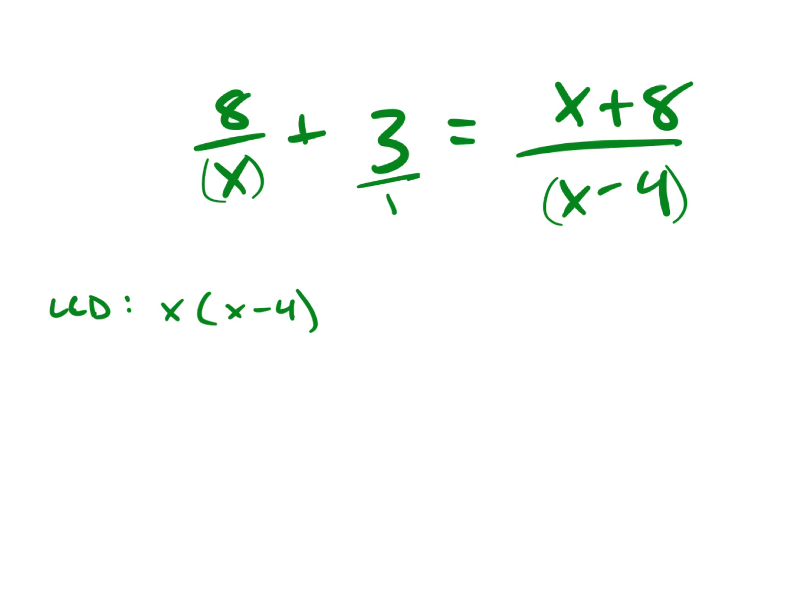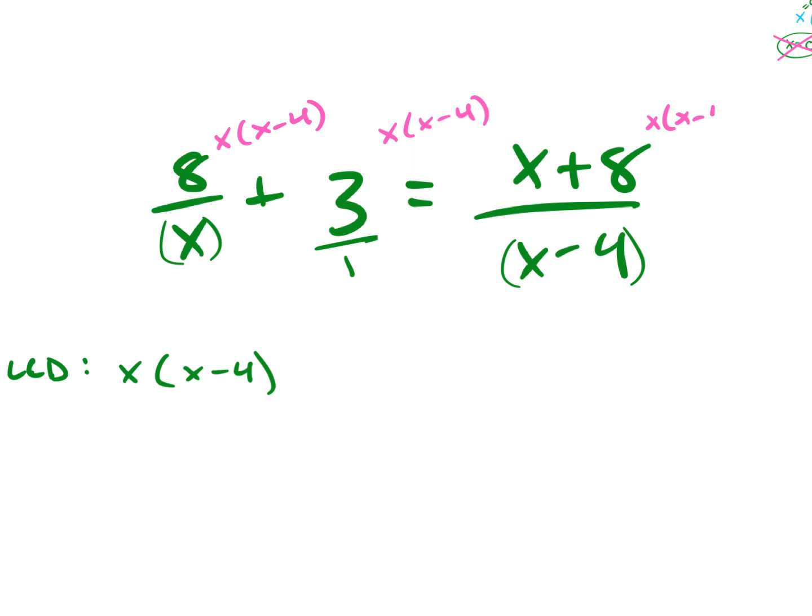What do we do next? Multiply by the least common denominator. So x times x minus 4, x times x minus 4, and x times x minus 4. What do we do next? Cancel out the x's, perfect. So if it's already in the denominator, we can cancel it.